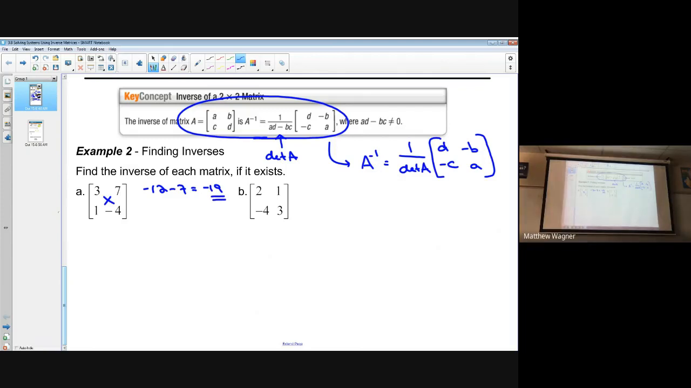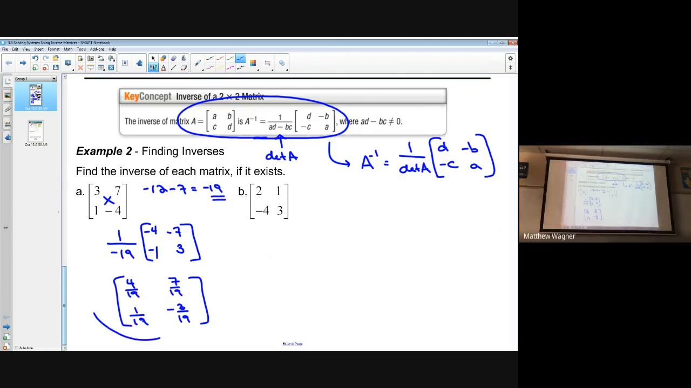So if we know my determinant is negative 19, we're going to scalar multiply 1 over the determinant by our newly arranged matrix. Remember, we switch D with A, and then we take the opposite of B and the opposite of C. And then when we multiply through, we wind up with 4 over 19, 7 over 19, 1 over 19, and negative 3 over 19. And that's the inverse of that matrix.